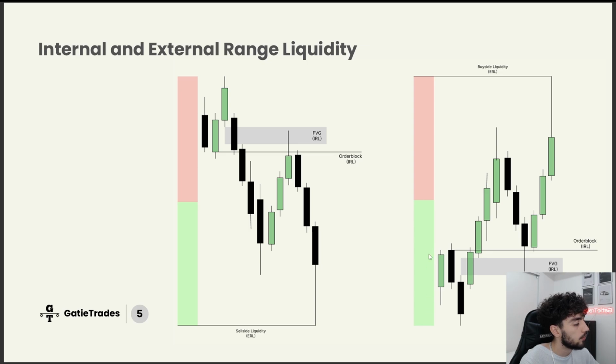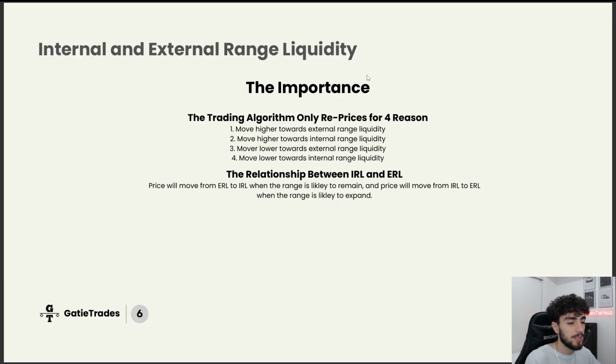We have this trading range defined by this low, right? And we have an old high here. So this old range, price expands, trades into this fair value gap, which again is a form of internal range liquidity. And then we expand higher, seeking external range liquidity. So what is the importance of this?